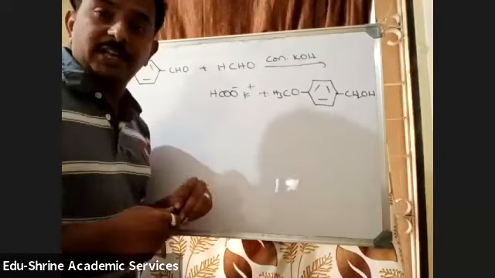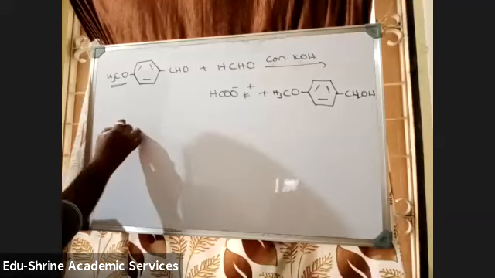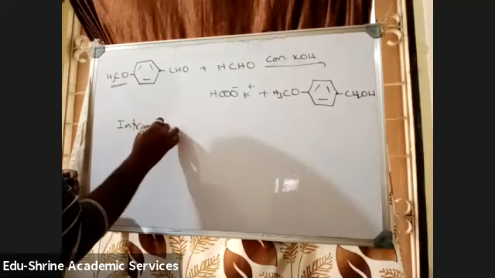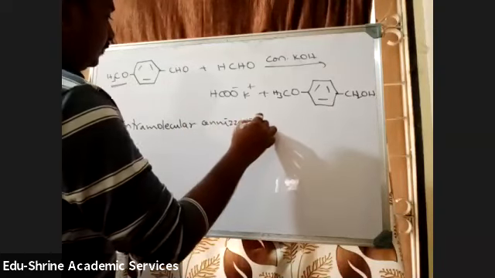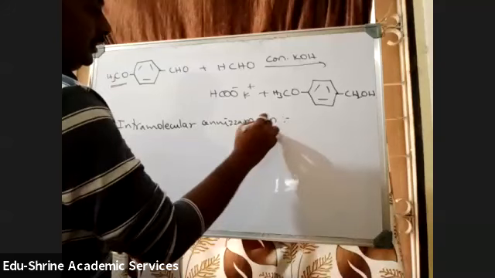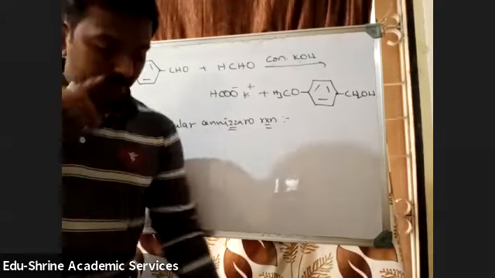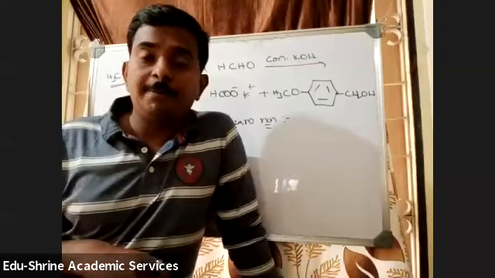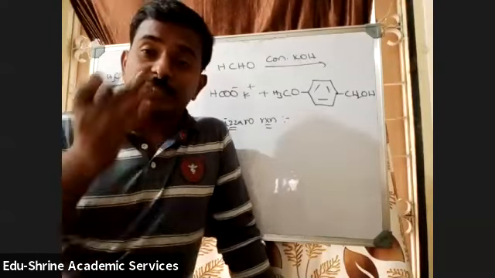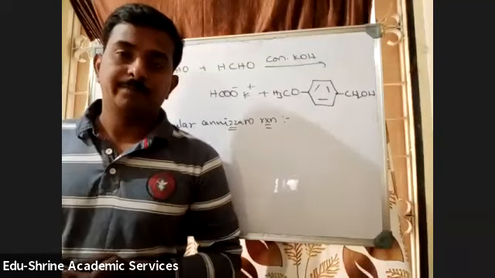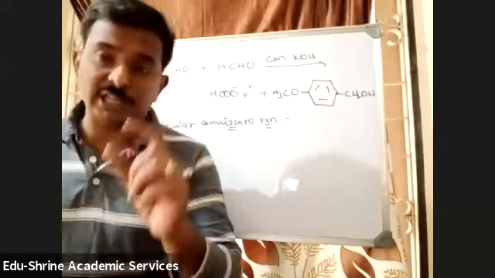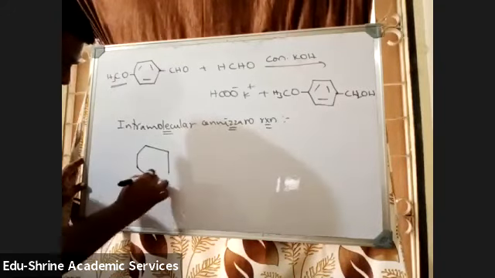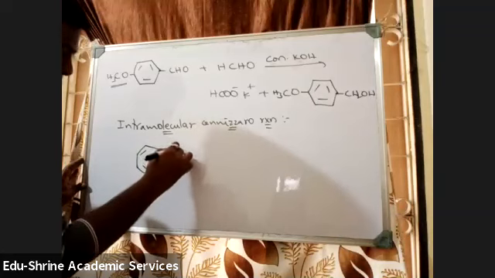Then the third type of reaction is the intramolecular Cannizzaro reaction. So what do we mean by intramolecular? Intramolecular Cannizzaro reaction means the reaction has to take place within the molecule. That means there must be two CHO groups within the molecule, right? Like this.